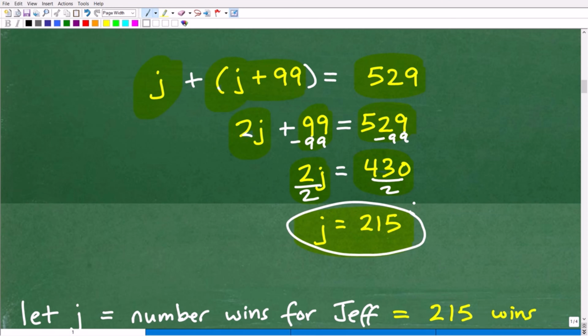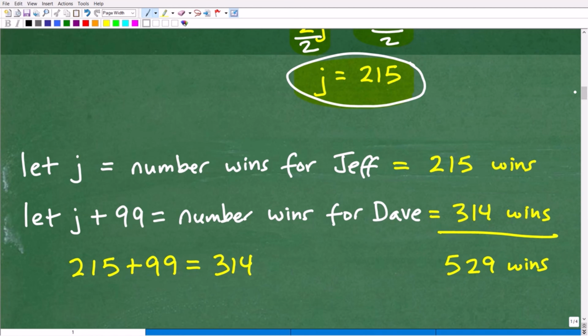So I solved the equation. But before we get too excited, we need to ask ourselves: do we just turn this in on our paper and move on to the next problem? No, we need to make sure we answer the question. And remember, the question is, how many games did each player win? So remember, we established variables. We said, let J equal the number of wins for Jeff. Well, I just solved for J. So J is equal to 215. So Jeff won 215 games, so Jeff had 215 wins.